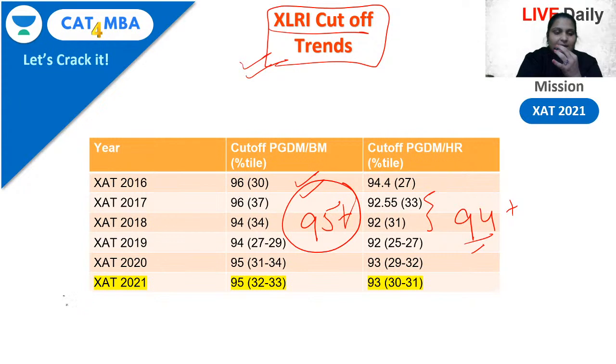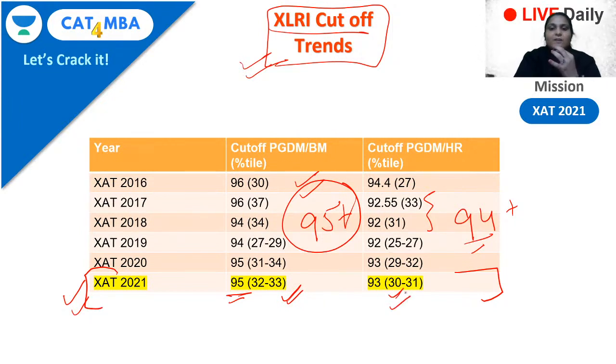So this time, after you have calculated your scores, the expected cutoff is somewhere around the 95 percentile for the BM course, which means a 32 to 33 score for the BM course and 30 to 31 for the HR course. Now, the scores have remained almost constant. That actually means you're able to get at least 50% marks in all three sections. And even if you get slightly less, say around 30-40% marks, you can still make it to the XAT cutoff list.